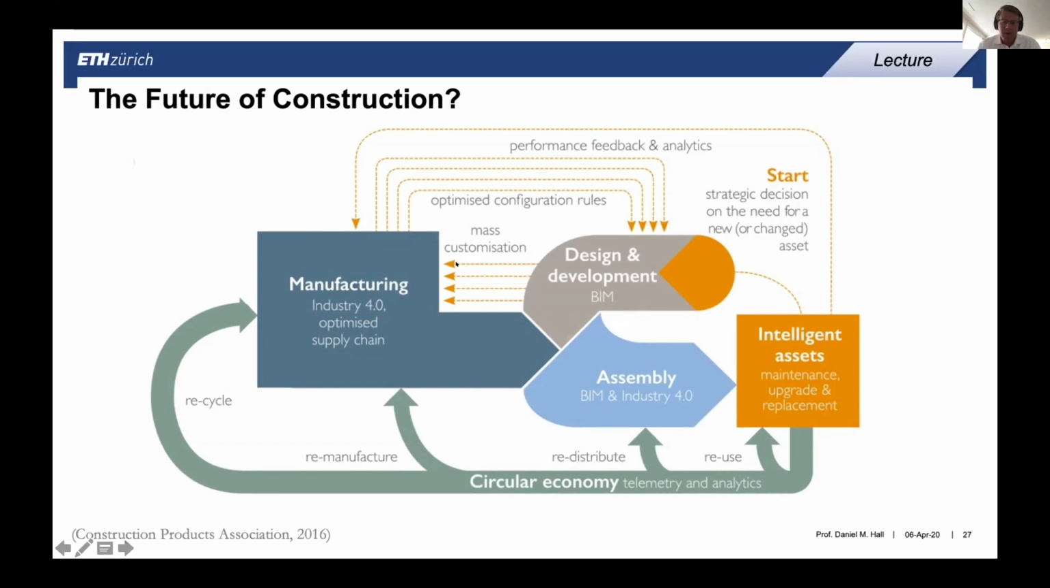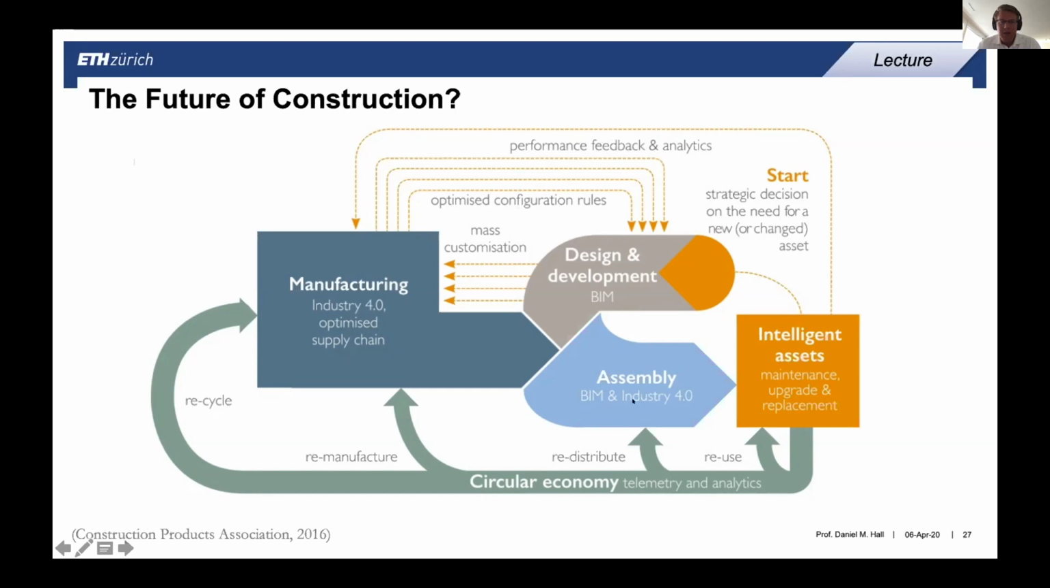But in the future, we're going to see projects that start engaging with this idea of mass customization and have intelligent interactions with the manufacturing Industry 4.0 supply chain, which can be optimized. And then what we've talked about in this lecture is the idea that you would have optimized configuration rules that flow back into the design and development of the project. So you have this feedback loop we've been talking about.